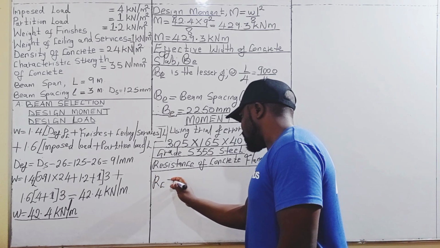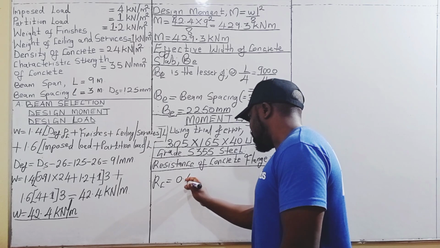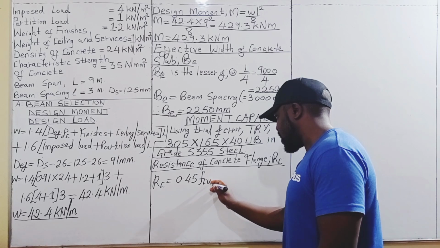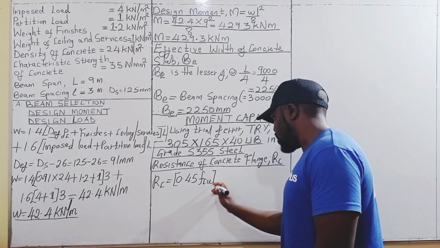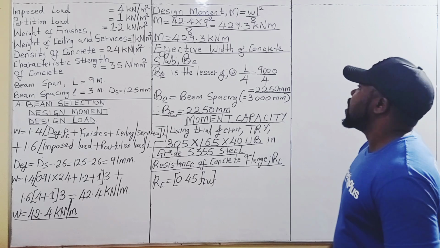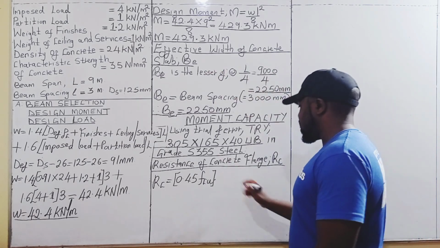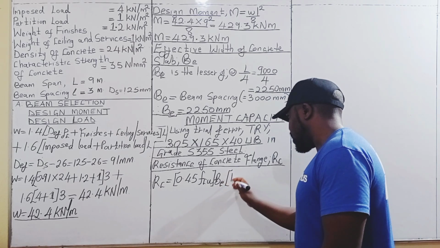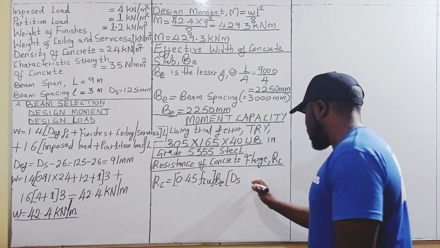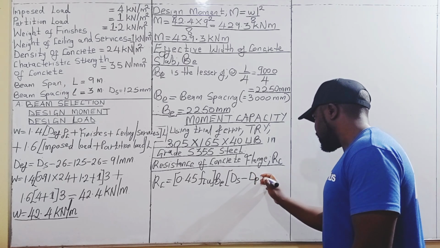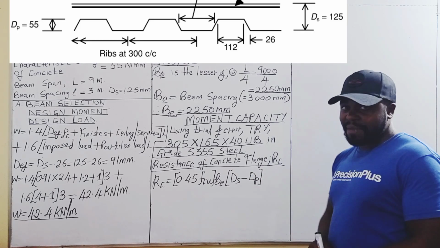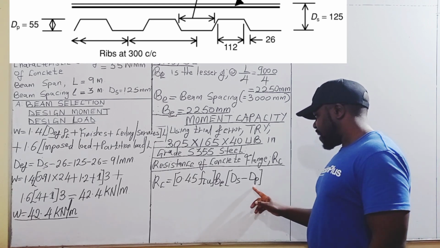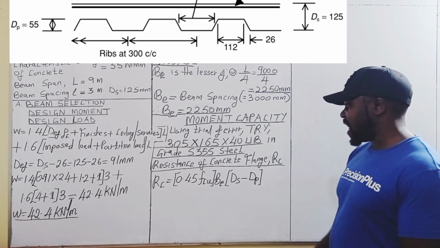RC will be given by 0.45 multiplied by the characteristic strength of concrete, that is FCU, multiplied by the effective width of the concrete slab, which is BE, multiplied by DS minus DP, whereby DS is the depth of the thickness of the slab, and DP is the depth of profiled metal decking.